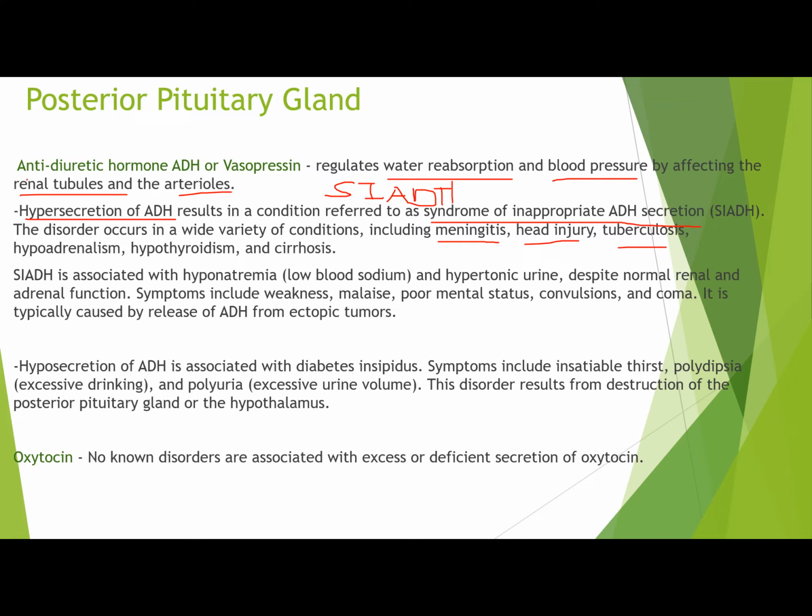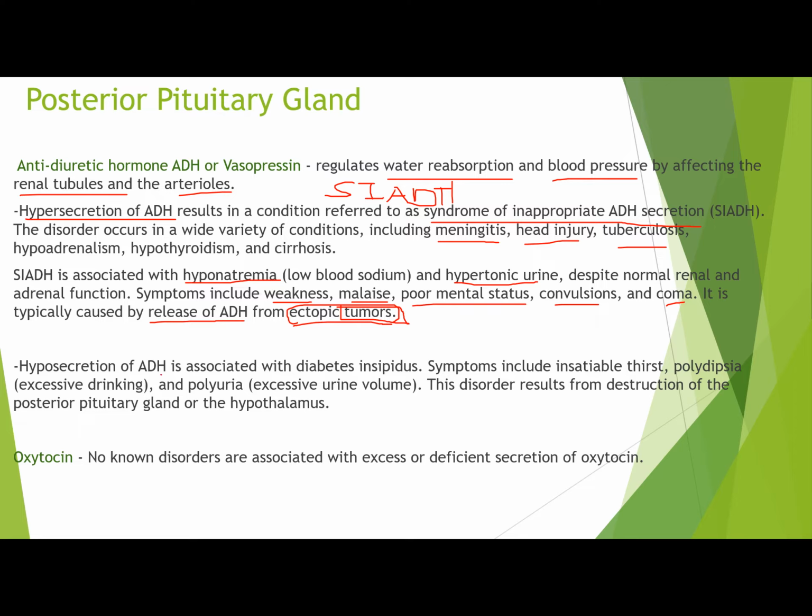Now, despite normal renal and adrenal function, symptoms would include weakness, malaise, poor mental status, convulsion, and coma. It is typically caused by release of ADH from ectopic tumors. So, ang cause ng SIADH nyo class, usually tumors. So, na-notice nyo, di ba, karamihan ng sakit sa pituitary nyo, if it's hypersecretion, it's always related to mga tumors or mga cancer class or abnormal tissue growth.